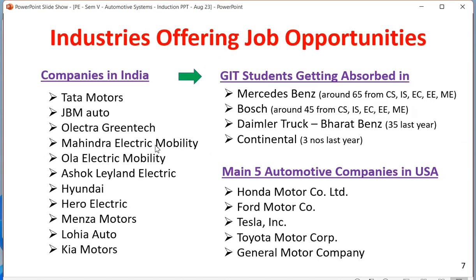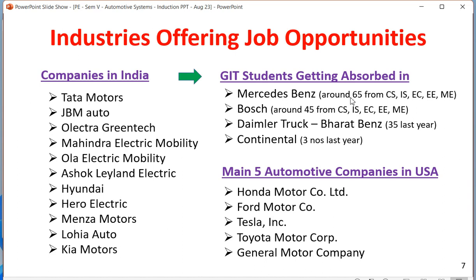Very important slide. You are going to find which are the companies in India that are absorbing students from different engineering fields. So on the left side, Tata Motors, Hyundai, Hero Electric, Loya Auto, Kia Motors, Mahindra Electric Mobility, etc. On the right side, at the top, you are finding GIT students getting absorbed in companies like Mercedes-Benz, Bosch, Daimler Truck, Continental. Daimler Truck's research is on fuel cell based vehicles. Last year they took 35 students from GIT, among them 8 were from EC engineering.